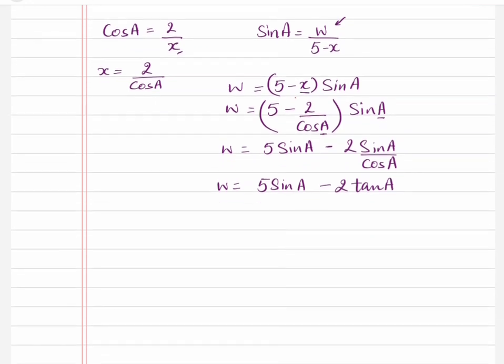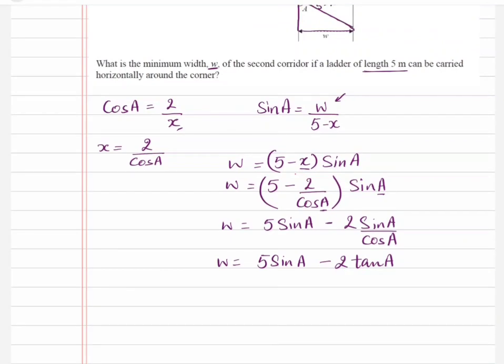All right, now we can differentiate this. So what we have to find is the minimum width of that. So minimum and maximum. That means we have to differentiate, put it equals to zero, and find the value of another variable and then find W in some ways. So we have to differentiate dW over dA. So with respect to A, will give us 5 cos A. So when we differentiate sine, we get cos, minus 2. When we differentiate tan, we get sec square A, right?